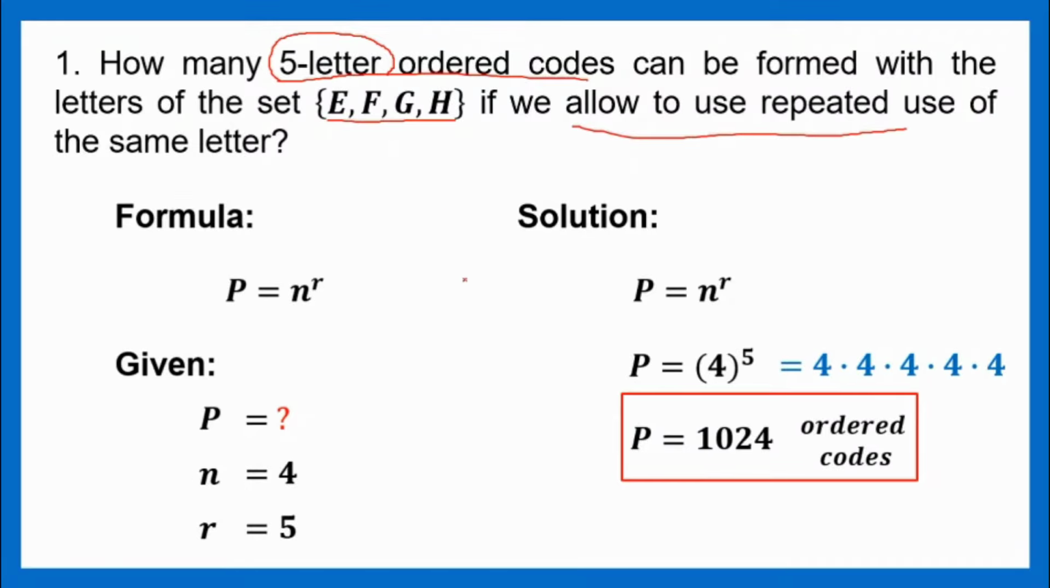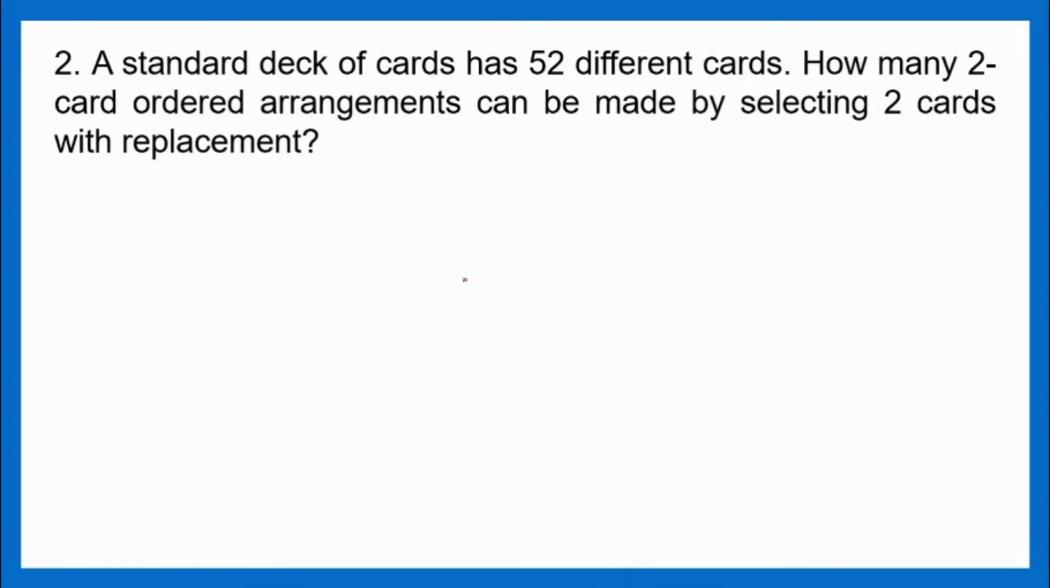So let me give you another example. Let's have number 2. A standard deck of cards has 52 different cards. How many 2-card ordered arrangements can be made by selecting 2 cards with replacement? Now, let's look for the clue word para malaman natin na ito nga ba ay permutation with repetition or hindi. So, ayan. So, etong with replacement ang magsasabi sa atin na yung problem number 2 is permutation with repetition. Kasi yung replacement sa repetition ay isa lang ang ibig sabihin. So, ibig sabihin, ang formula natin na gagamitin is ito.